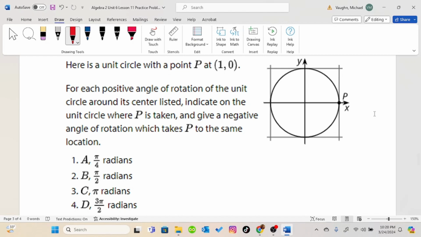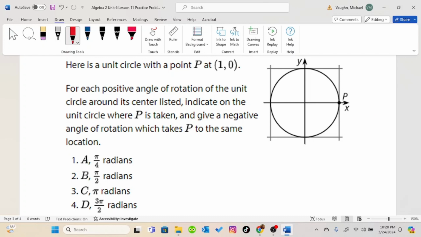Here's a unit circle with a point P at 1, 0. For each positive angle of rotation of the unit circle around its center listed, indicate on the unit circle where P is taken, and give a negative angle of rotation which takes P to the same location.